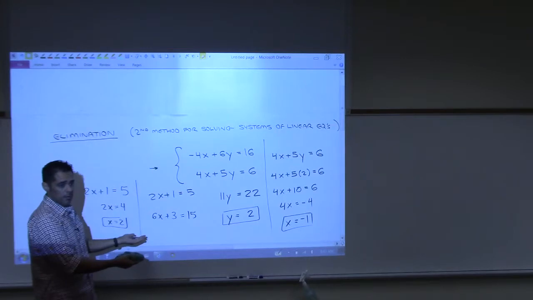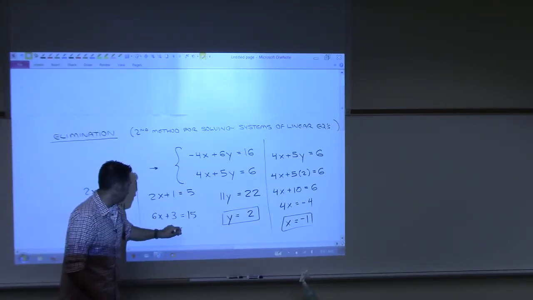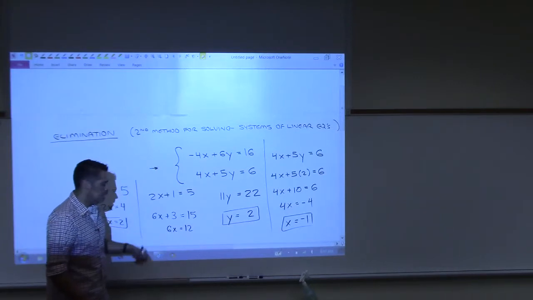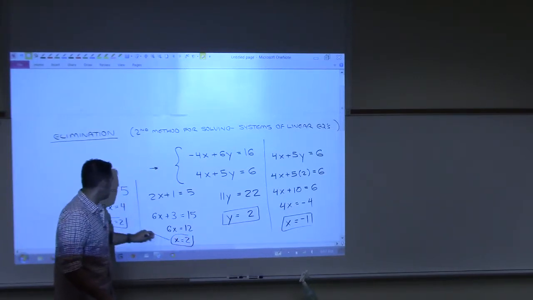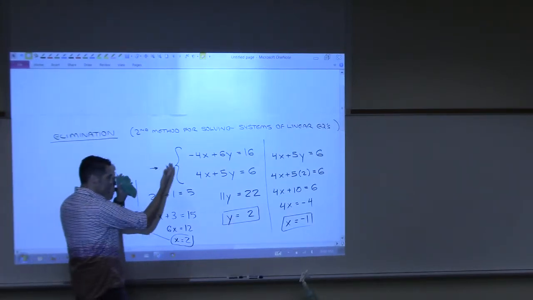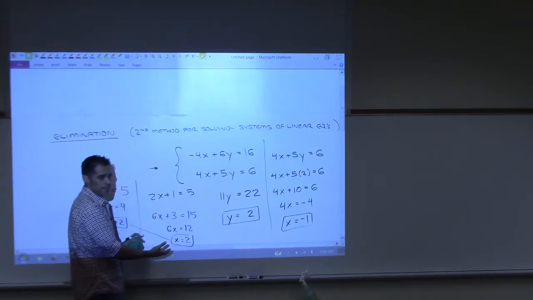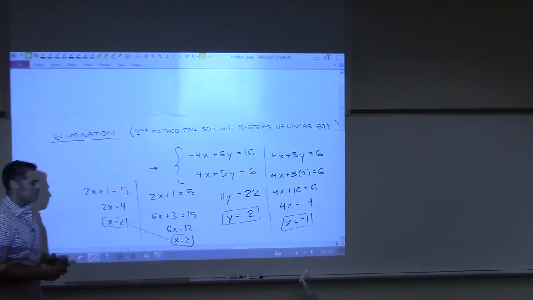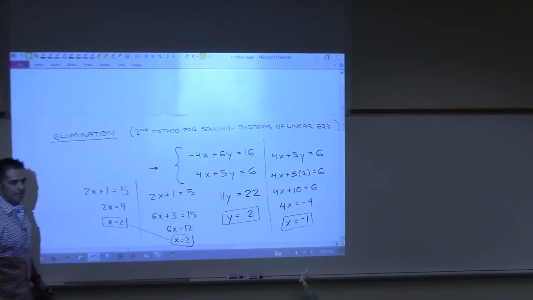Now let's solve this equation. Subtract 3 from both sides. You get 12, and divide both sides by 6, and you get 2. And these answers are the same, not because of coincidence, it's because as long as you multiply both sides by the same number, the solution doesn't change. That okay? I don't know if that's convincing. I'm just trying to show you evidence.